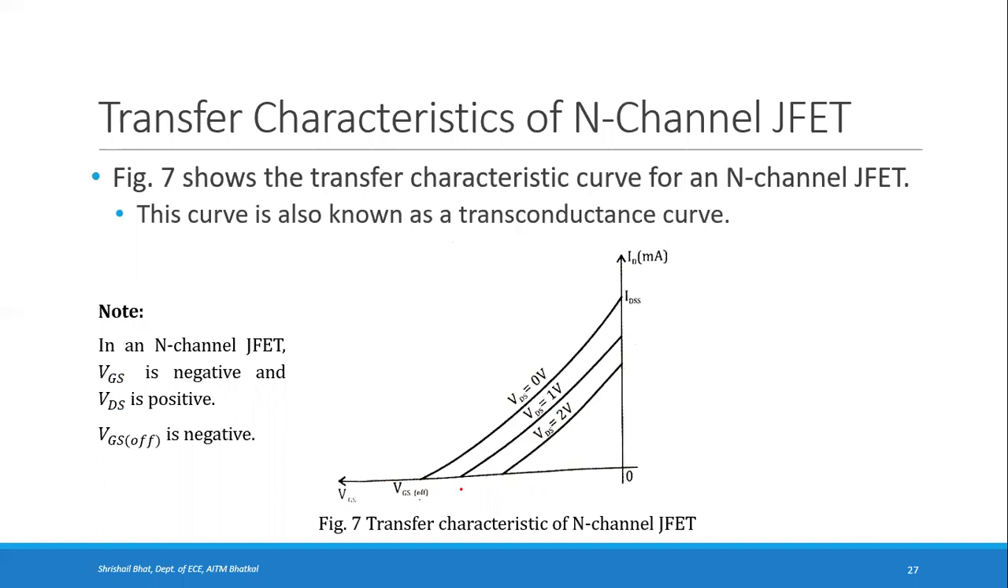So coming to the transfer characteristics, we have said the transfer characteristic is a plot of VGS, that is the gate to source voltage, versus ID, the drain current, for constant values of VDS, the drain to source voltage.